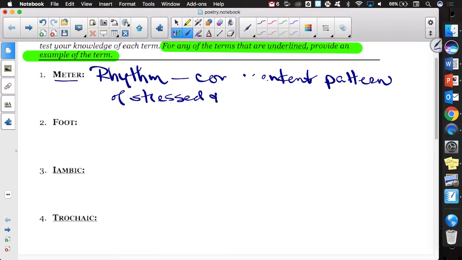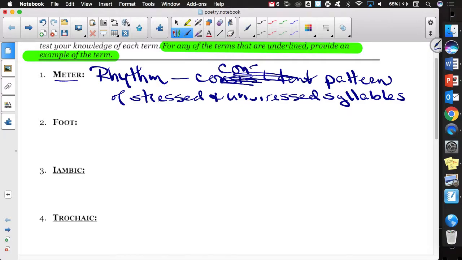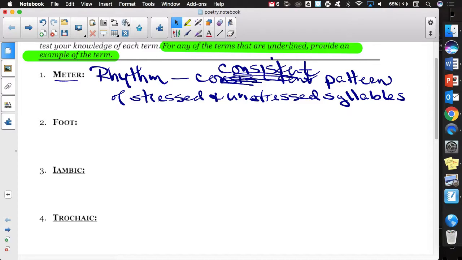What's that word again? Consistent? So, I didn't realize it erased that part. Oops. What is that? It's consistent. What's it trying to say? Good call. So it's rhythm. So it's going to be a consistent pattern of stressed and unstressed syllables.